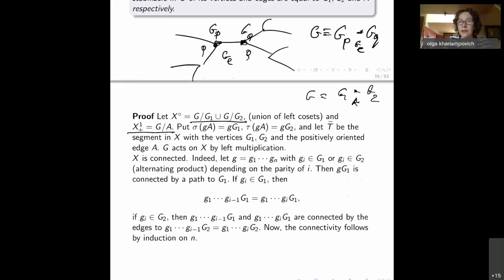And positively oriented edges. And so the group acts by left multiplication on this tree. Like if we take an element g, so if we have a vertex g1, take element g, so it takes g1 into gg1. So the group acts on X by left multiplication. So that's a tree. Now this is a proof, but maybe I'll talk a little bit about this next time.